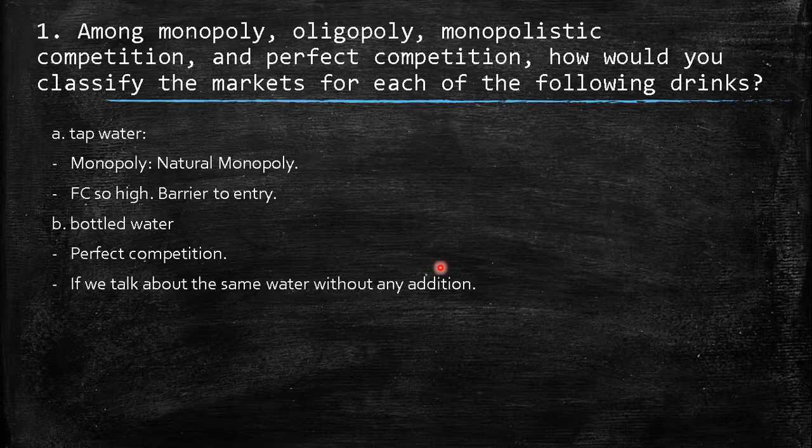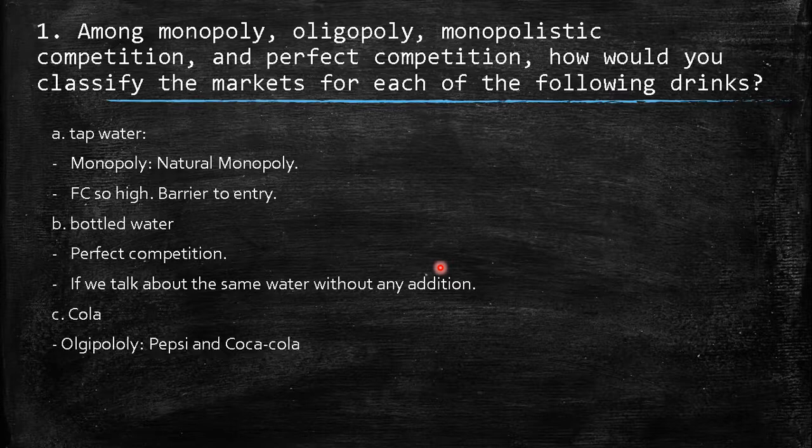Then at that time we can consider that it should be a homogeneous good, because obviously you can think about different brands that provide vitamins or ingredients to improve the taste of the water, the quality of the water. If you say that, we are talking about something more related to monopolistic competition. But if I understand it as the same water, it would be more like perfect competition.